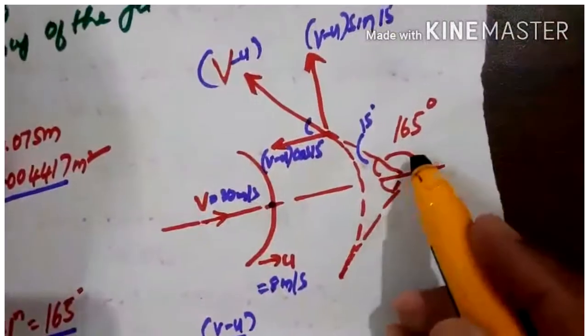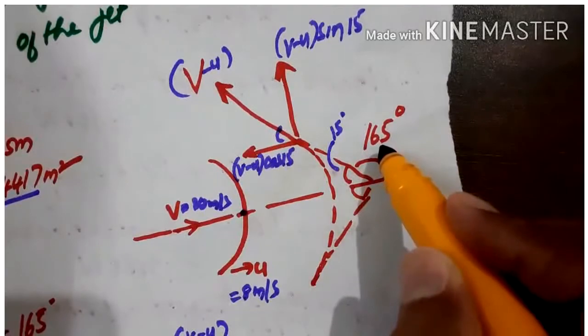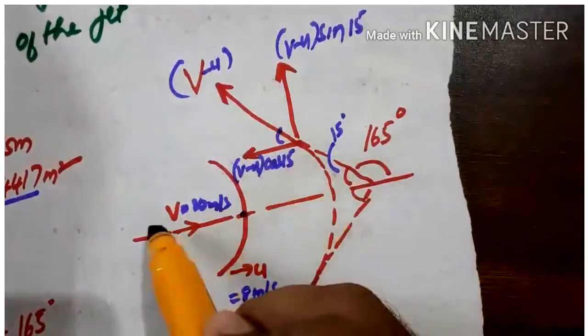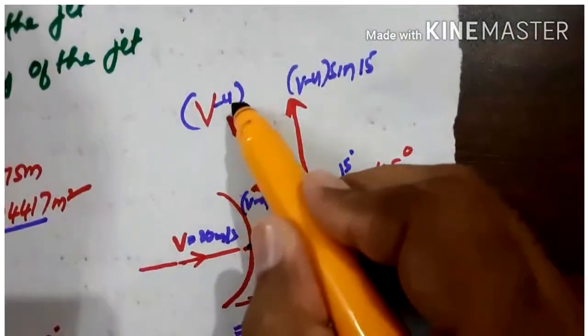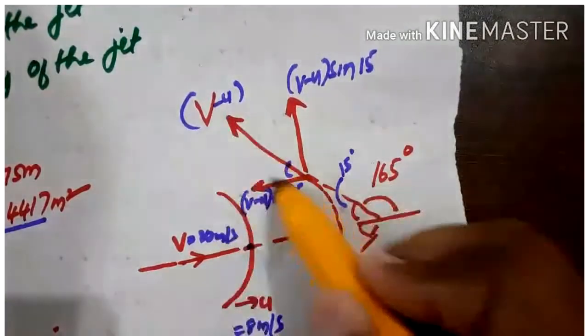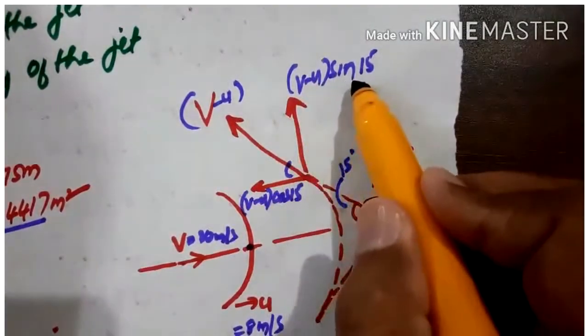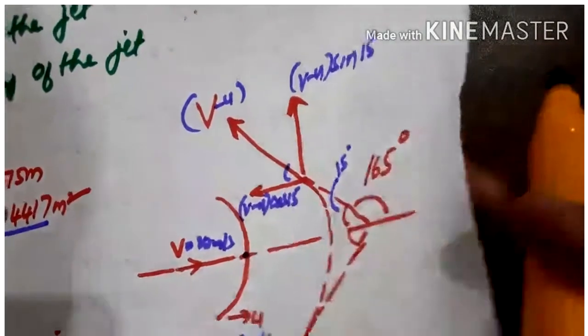Because the deflection angle is given here, this is the total 180 degrees. 180 minus 165, we get 15 degrees. So this will become the exit angle, and the velocity of the jet will be exiting at v minus u. When you resolve this velocity, the vertical component becomes (v minus u) sine 15, and the horizontal component becomes (v minus u) cos 15.